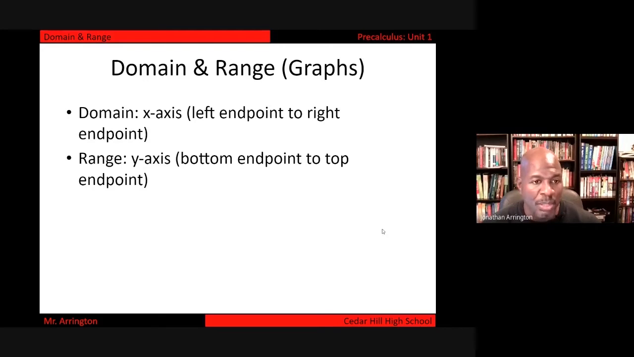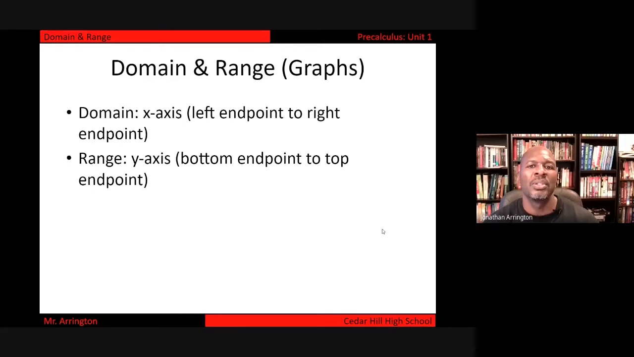And again, remember that brackets mean the number is included. Parentheses mean the number is not included. When looking at a graph, a closed circle represents a number that's included.